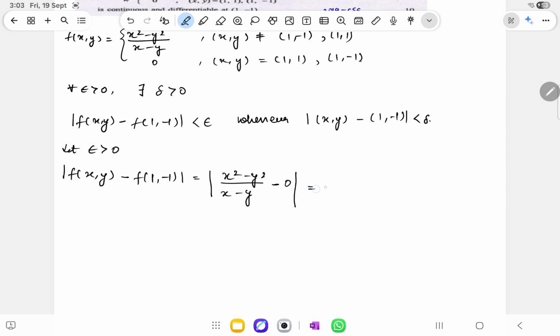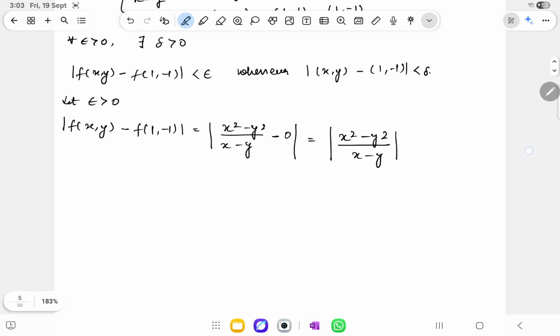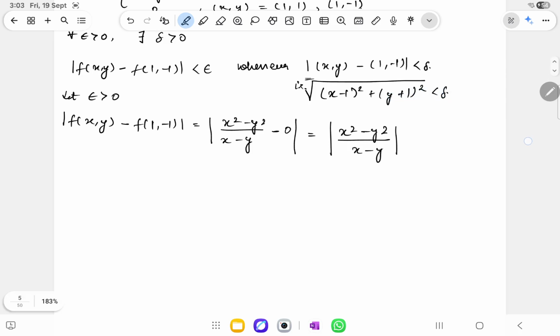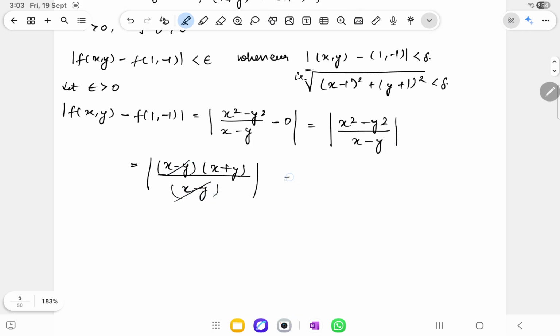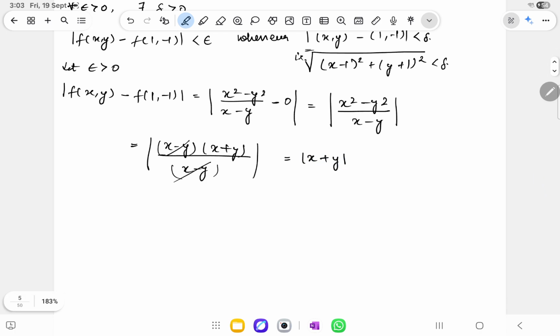So this is equal to modulus of (x square minus y square) divided by (x minus y), and this must hold whenever modulus of square root of (x minus 1) square plus (y plus 1) square is less than delta. If I simplify it, I get modulus of (x minus y) into (x plus y) divided by (x minus y). So this cancels, and we are left with modulus of x plus y. But we are supposed to find a relation where this thing is less than delta.